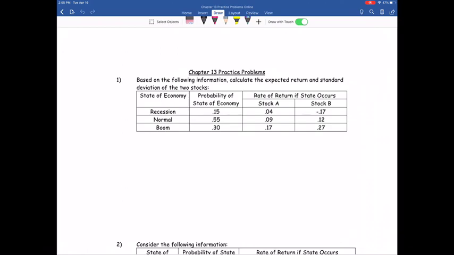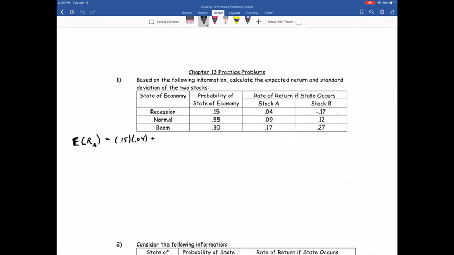So let's first calculate the expected return of asset A, or stock A in this particular case. So calculating the expected return of a stock when we know different probabilities of the economy is relatively straightforward. There is a 15% chance of a recession occurring, and in the event that there is a recession, stock A would provide a 4% return.